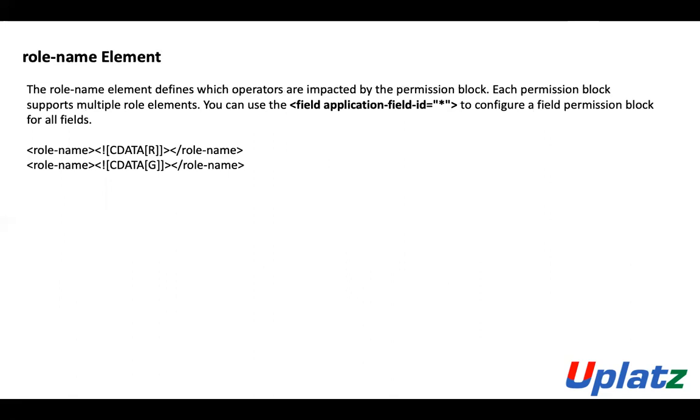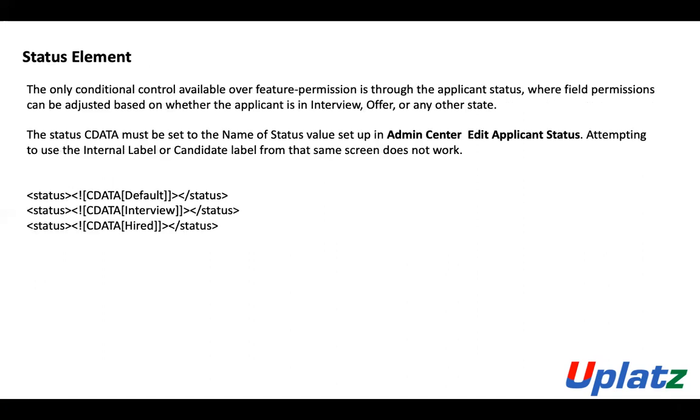So maybe I'm just going to list the field application ID as an asterisk, right? So it's going to display all the fields, and these roles will be able to perform those operations in the system. And if you want to customize it and lay conditions or restrictions around it, yes, definitely I will be able to lay them around it. Status element, in a similar fashion for the feature permissions, I will be able to control what kind of access can be provided. The only conditional control available in the feature permission is through the applicant status. Only under the application status will you be able to define it.